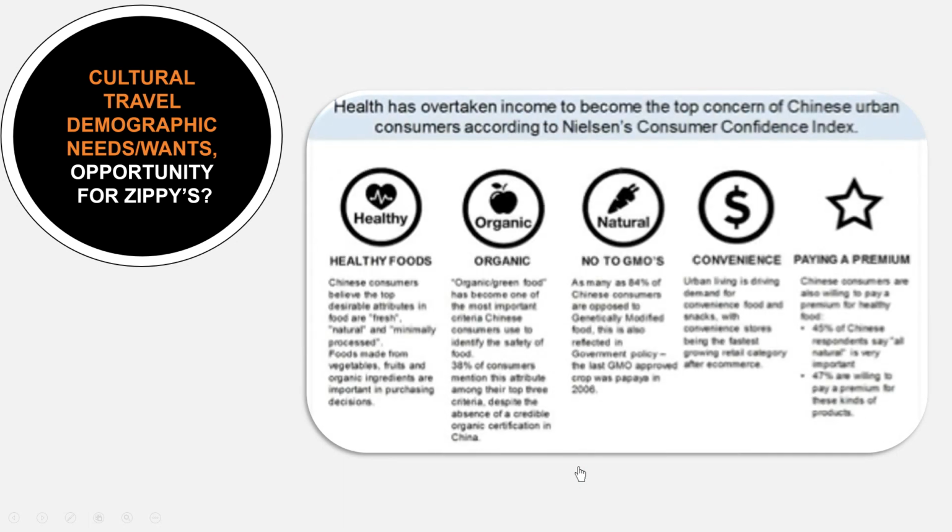Let's take a deeper dive into the needs and wants of this demographic. Well, we also know that the Chinese are super health conscious. So they are into healthy food, organic, they don't want GMOs, they want convenience, and they're willing to pay a premium. So again, is Zippy's prepared as it is today to be able to service these people?